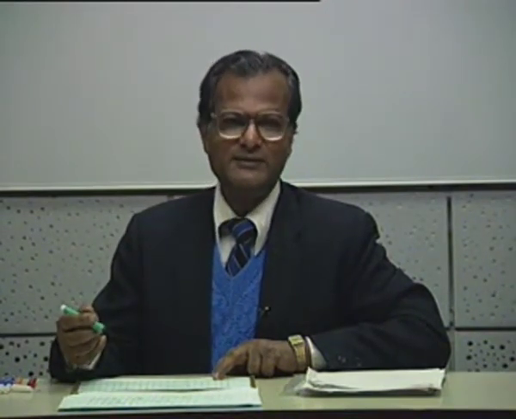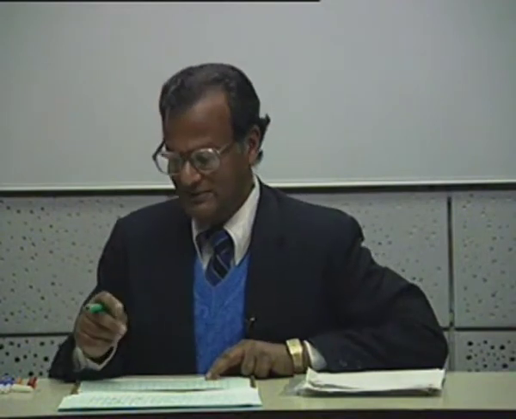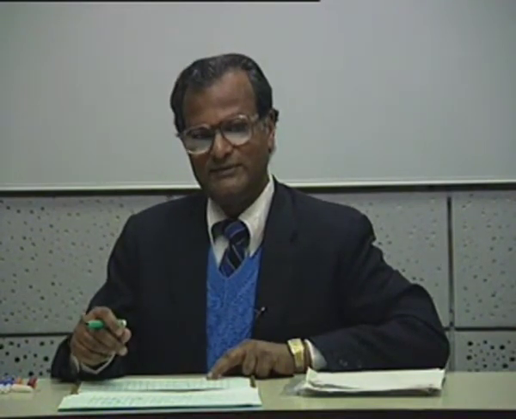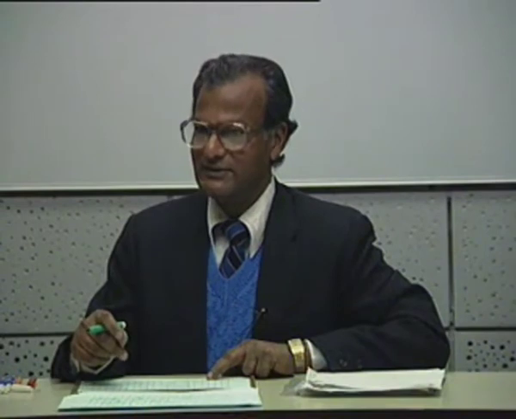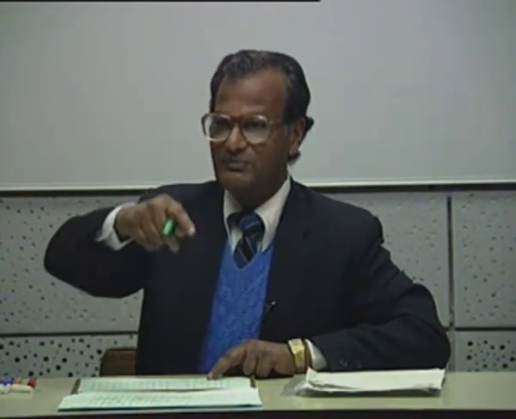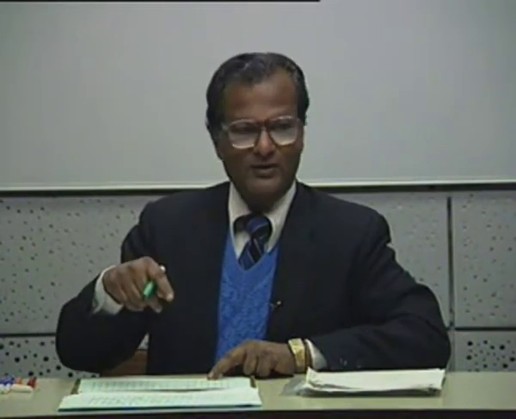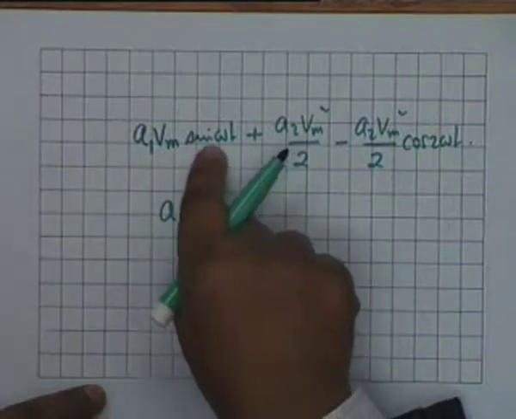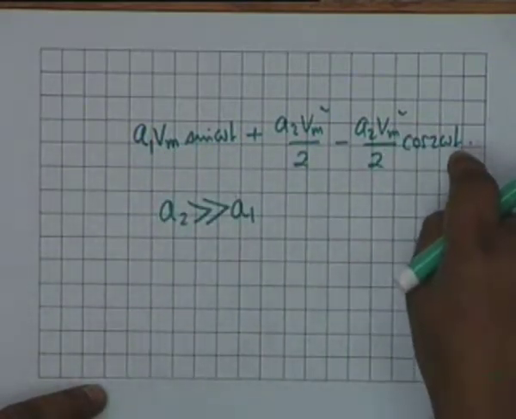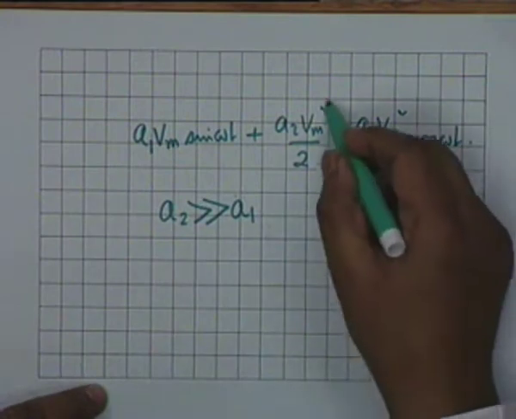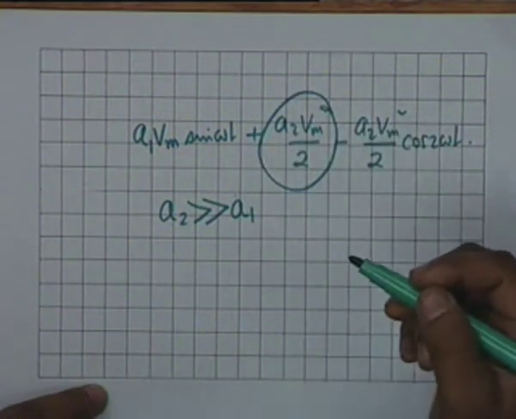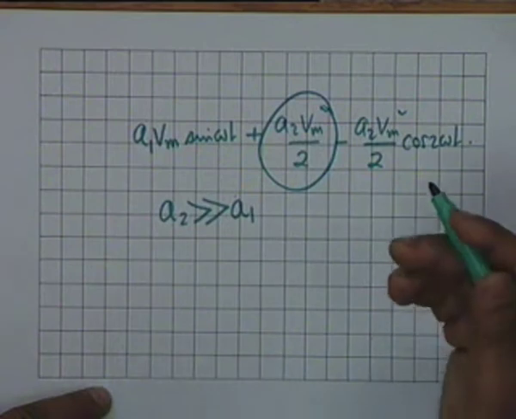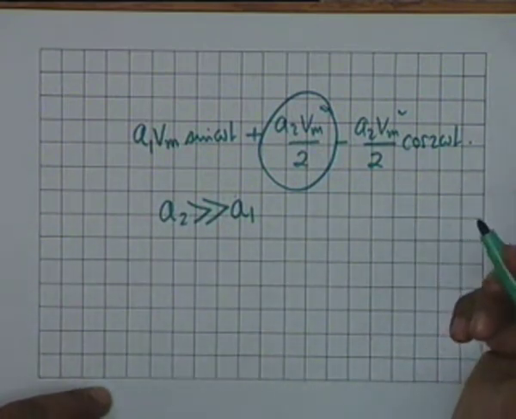Next, suppose I retain only the DC term. How do I do that? Suppose I shunt the diode by a capacitor. The capacitor does not pass DC. I shunt the diode, that is I connect a capacitor across the diode. Then all the AC current, the A1 Vm sin omega t and A2 Vm squared by 2 cosine 2 omega t, they pass through the capacitor. So I am left with only the DC component, and therefore the diode can be used as a rectifier. Alright.